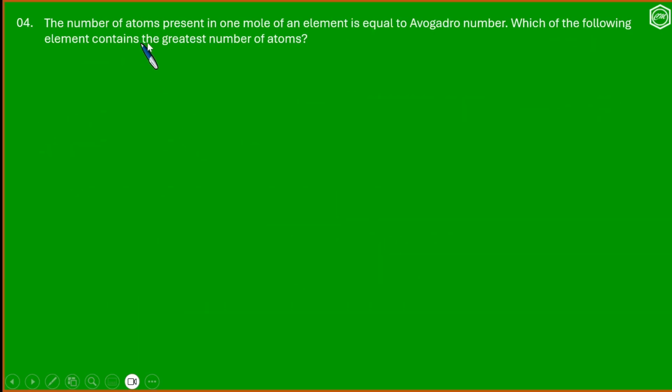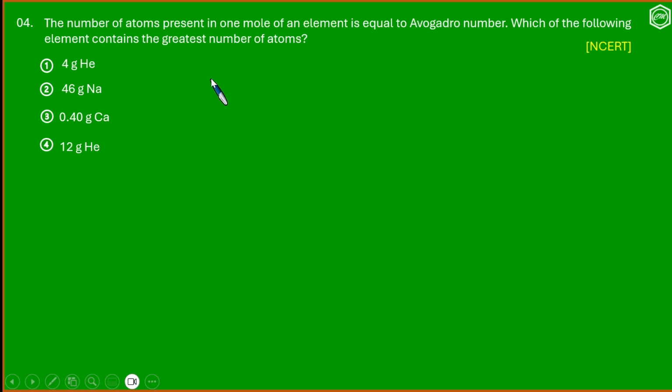Question 4. The number of atoms present in 1 mole of an element is equal to Avogadro number. Which of the following element contains the greatest number of atoms? 4 gram helium, 46 gram sodium, 0.4 gram calcium, and 12 gram helium.